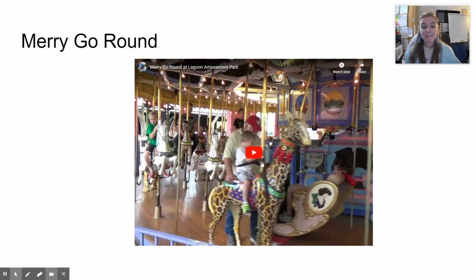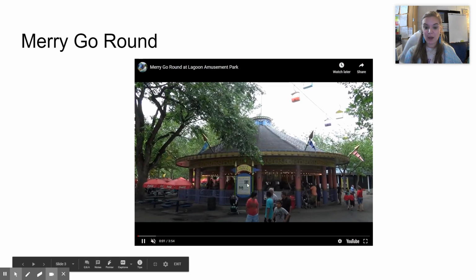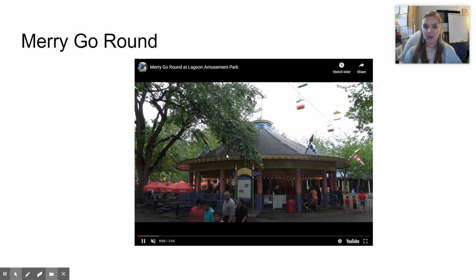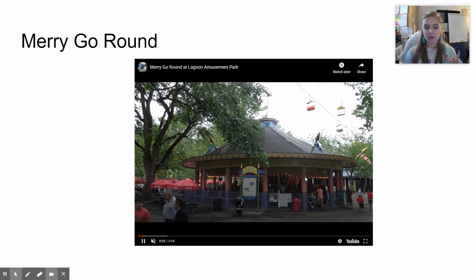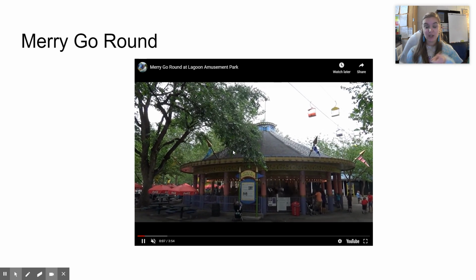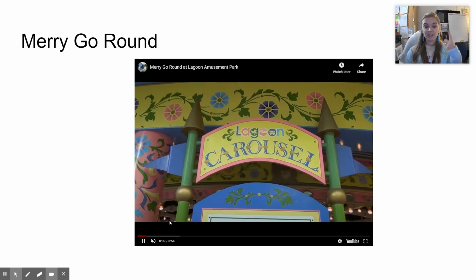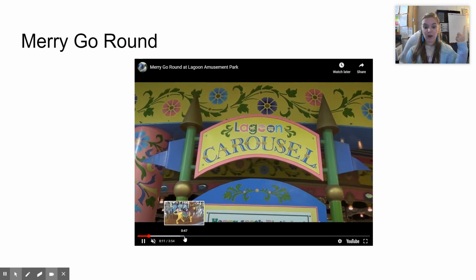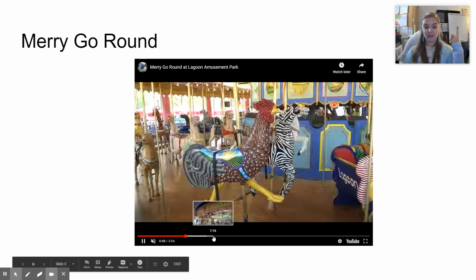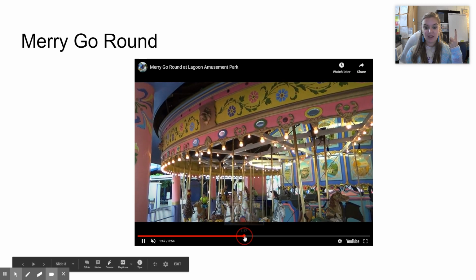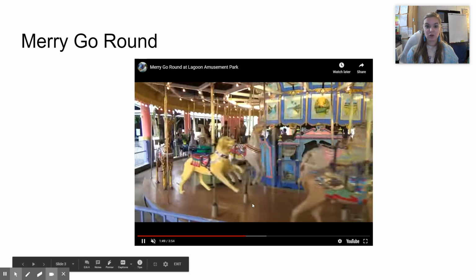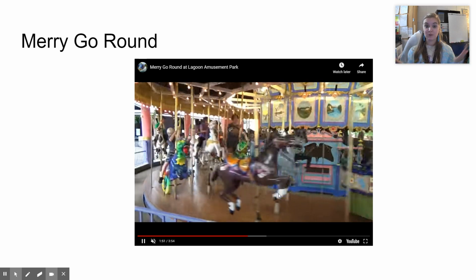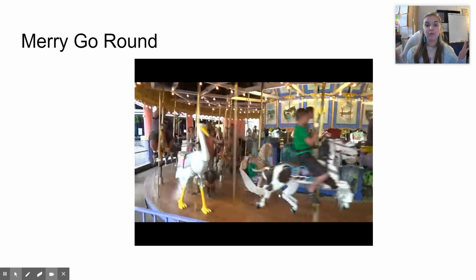So this is a merry-go-round. So look at how the merry-go-round is moving. How is it moving? Well, it's going around and around. It is just going in a circle. And if you look at when it's moving, it's just going in a circle. So that's called round and round. So some things can move round and round.